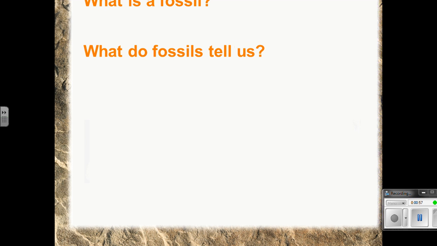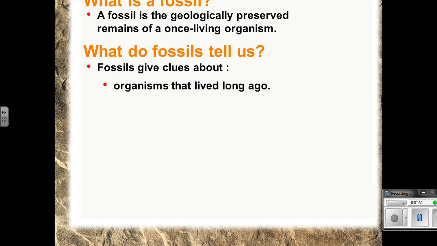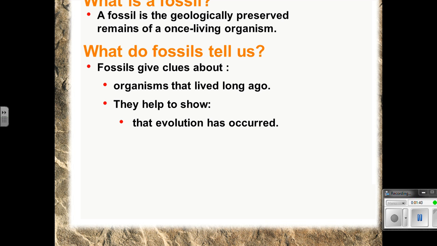So what is a fossil and what do fossils tell us? Well, we understand that fossils are studied by paleontologists. Paleon is past life, and paleontologists study past life. So obviously fossils must be evidence of past life. It's the geologically preserved remains of once living organisms. So we know that these organisms once existed through fossil research. Fossils give us clues about a couple of things: that organisms actually lived long ago, and that evolution has occurred.